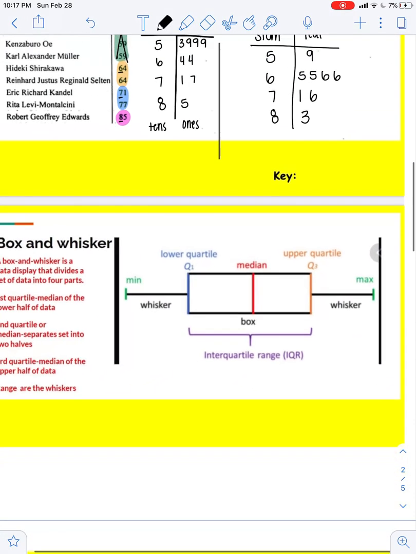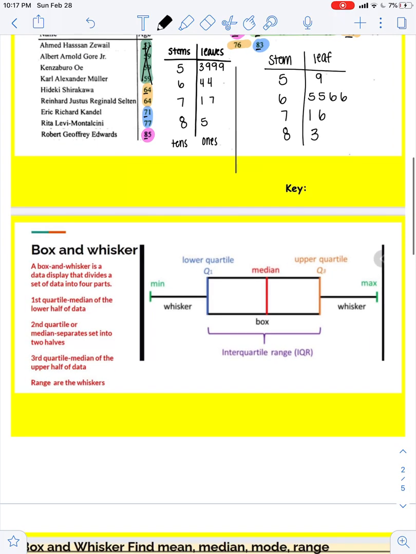The next kind of graph we are going to talk about is called a box and whisker plot. So these have a lot of different parts to make it complete. It might seem a little confusing, but it will make a lot of sense once we do one. So the first thing you start by doing is putting all the numbers in order from least to greatest, because the first thing you have to do is find the median. So you go ahead and do that.